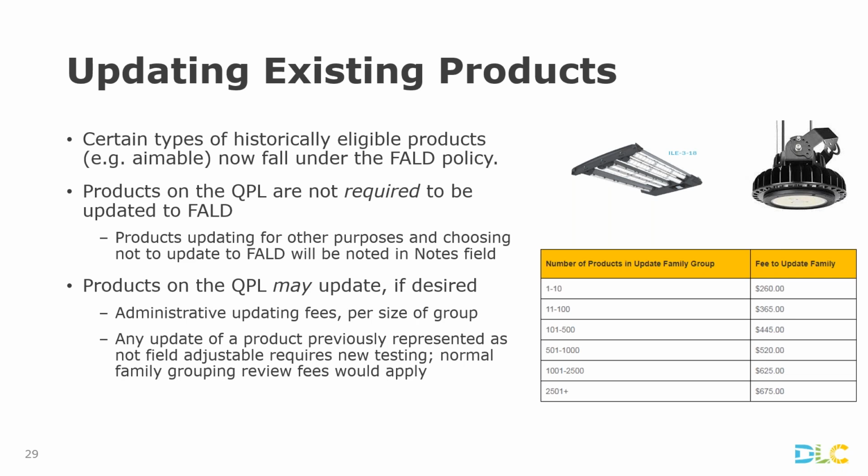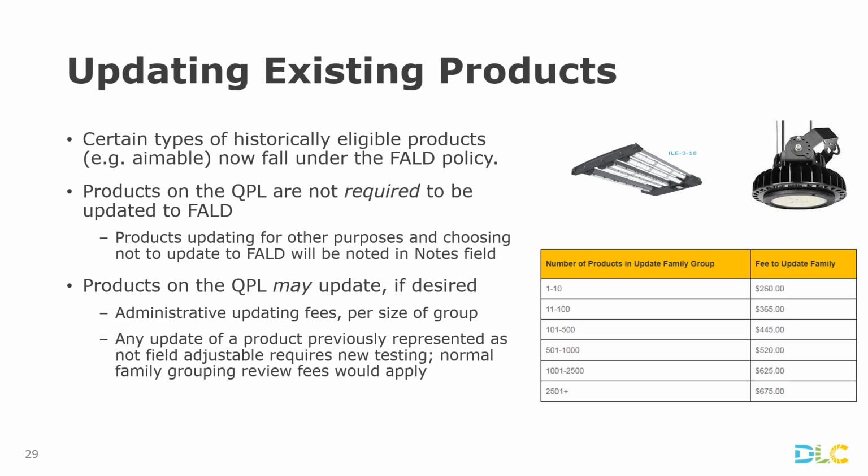That said, if those products come back to update for other purposes, and the most common use cases for updating would be if nomenclature has changed and you're trying to execute a nomenclature update on your product, or if you've had a design change that affects performance. For example, you've perhaps upgraded to a new LED and you want the improved performance of that product to be noted on the QPL. So if you come back to update for those purposes, you are not required to update to FALD at that point, although you'd be encouraged to do so.